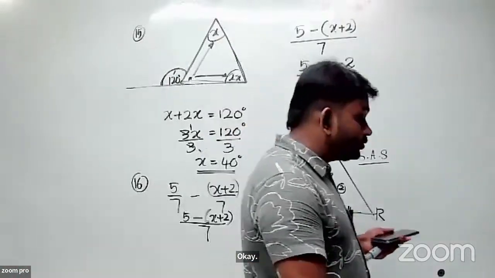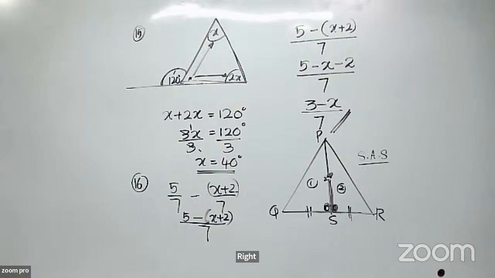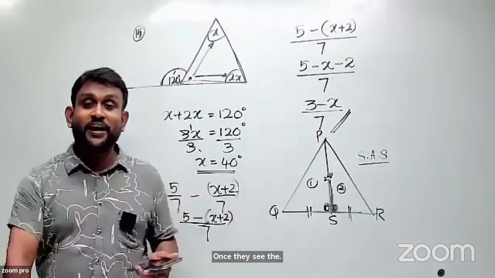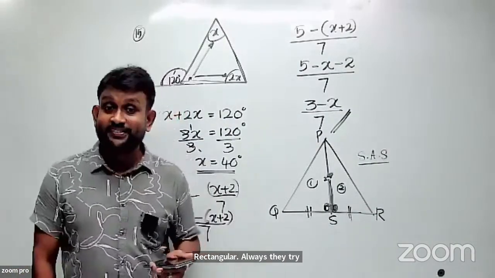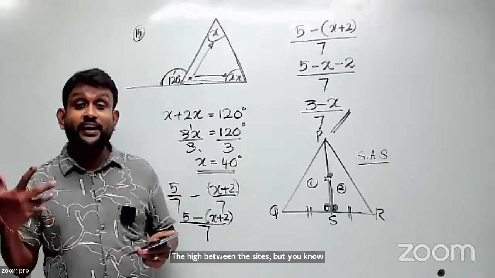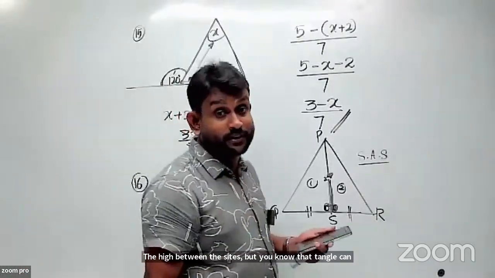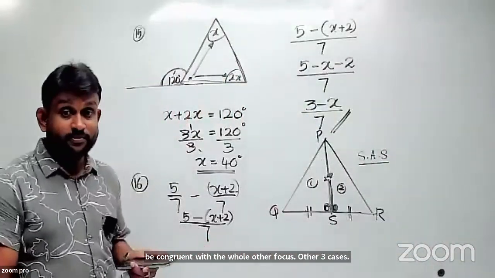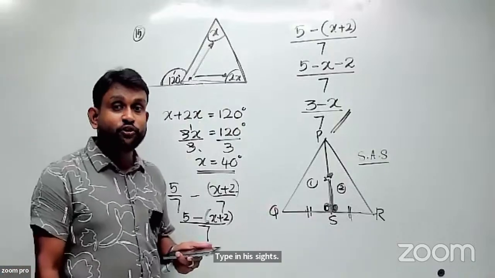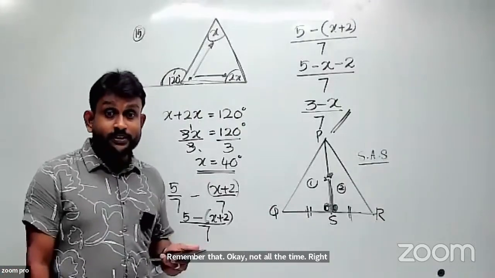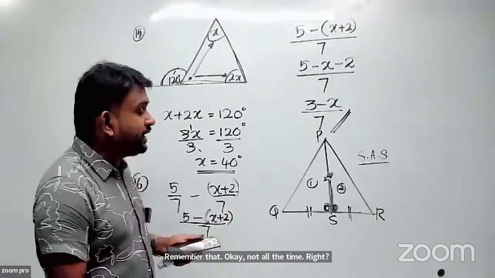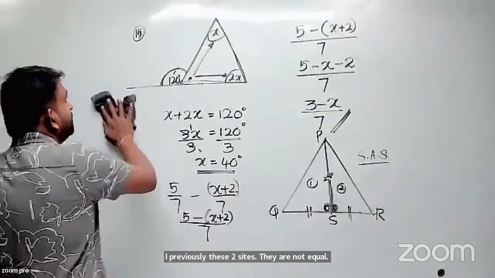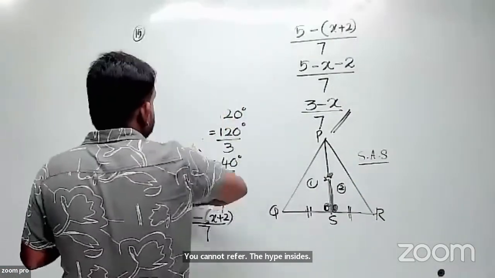Right, but unfortunately some students think that once they see the right angle triangle, always they try to put what? The hypotenuse sides. But you know that a right angle triangle can be congruent with the other three cases, except hypotenuse sides. Remember that, okay? Not all the time a right angle triangle deals with hypotenuse sides. But check the condition. Here, no hypotenuse is equal. Hypotenuse is these two sides. They are not equal. We cannot refer to the hypotenuse sides. Okay, SAS, side angle side.